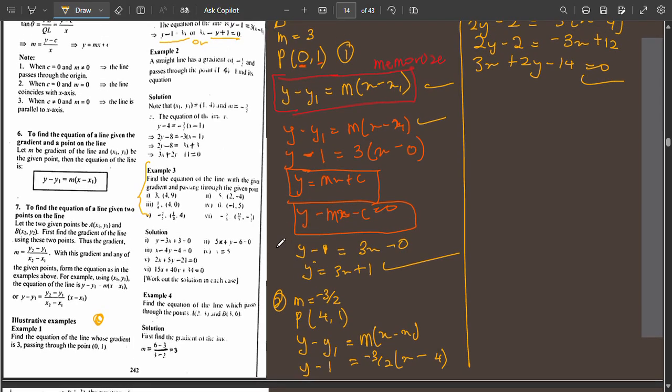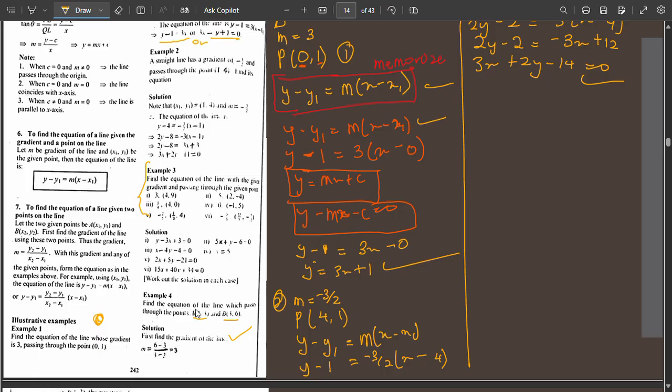Now in example 4 we see the next type. This is a type where we've been asked to find the equation of the line given 2 points. So this time we have 2 points instead of 1 point and a gradient. We don't have a gradient. So how do we find the equation of the line this way? First we have to find the gradient of the line, then we'll use the same formula.